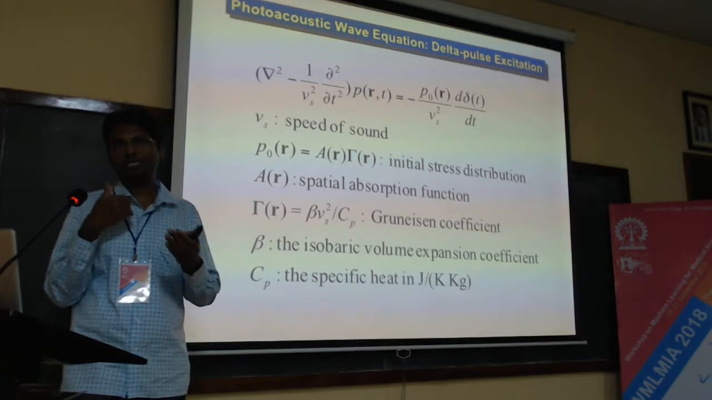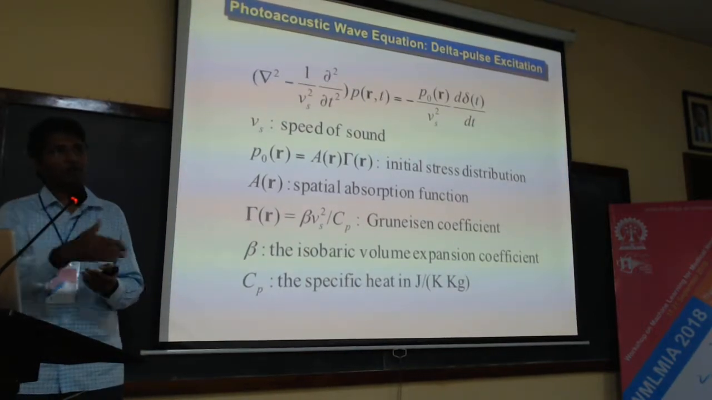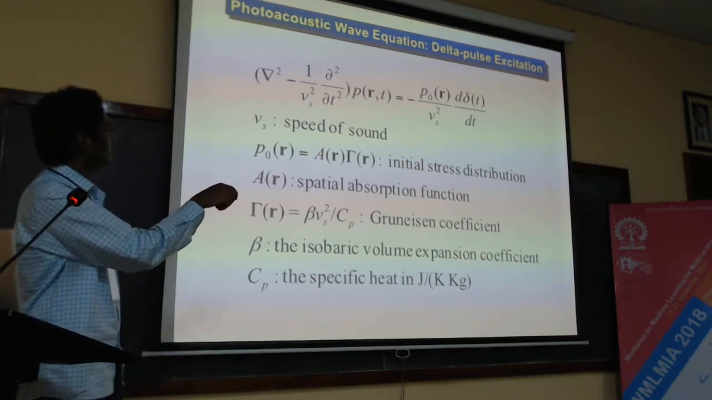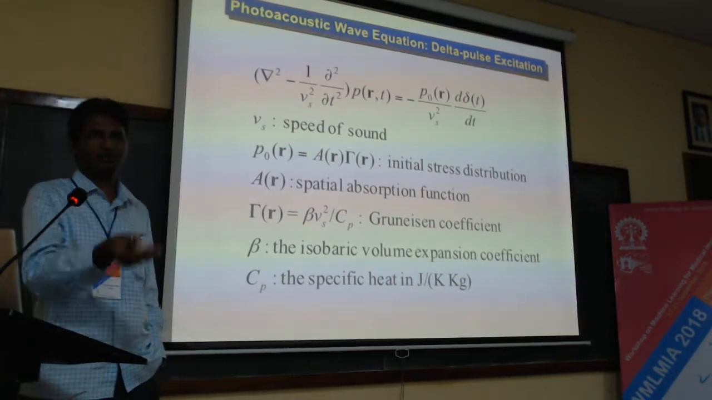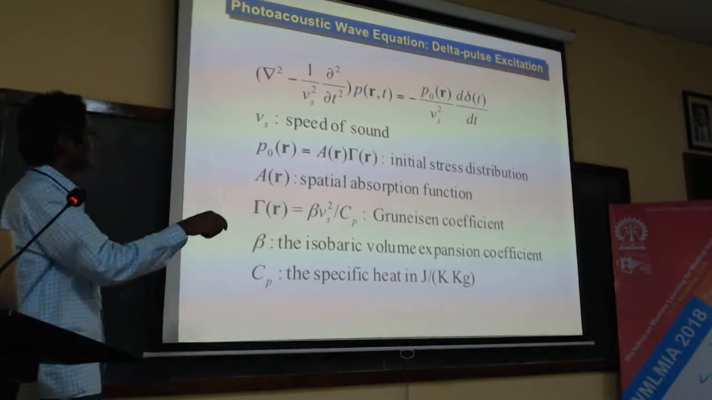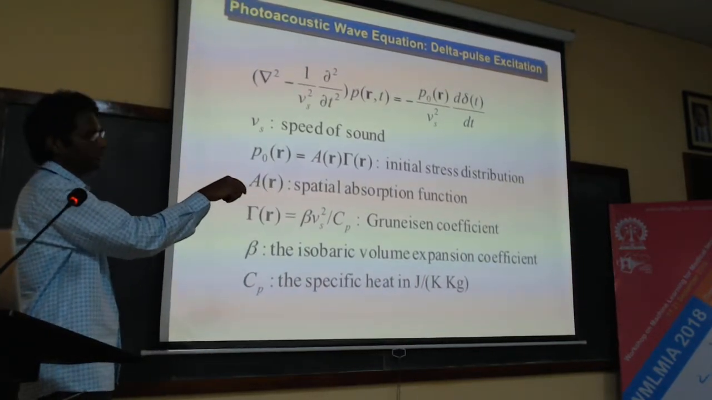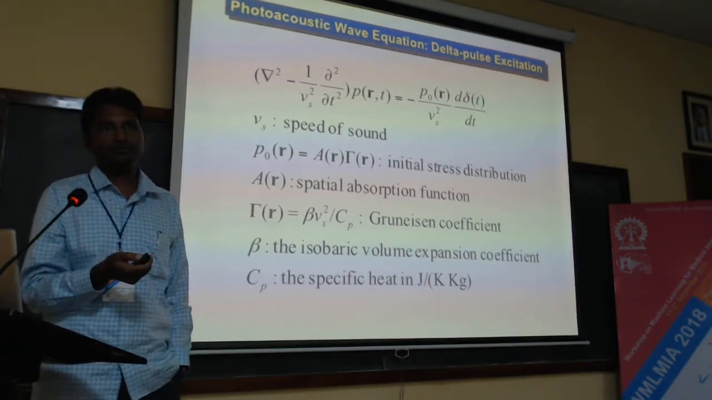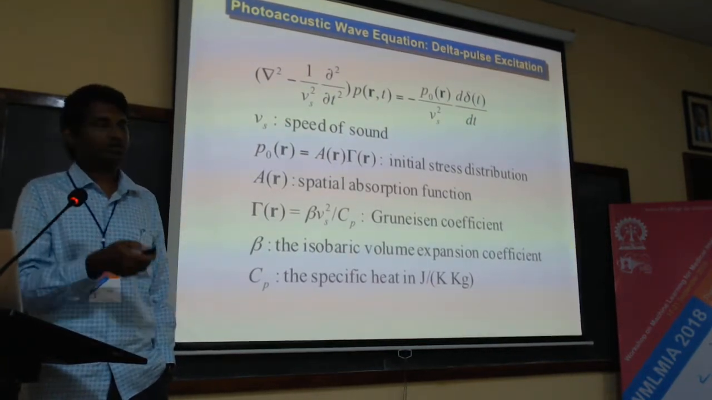So now that means that the initial pressure has to propagate through the tissue. That propagation is what we describe using the photoacoustic wave equation. It's a simple wave equation, and like any wave equation it has this form, where P0 is your initial pressure. Again, remember that P0 depends on the position, so it varies along the tissue.